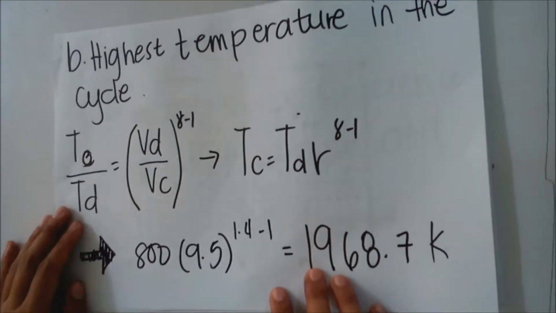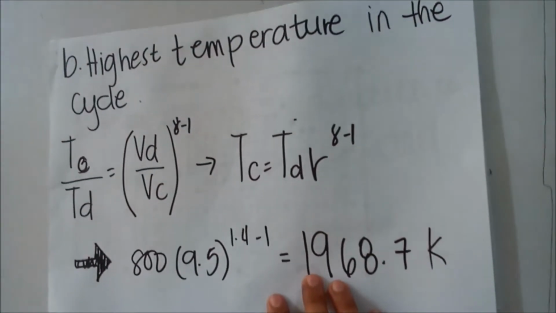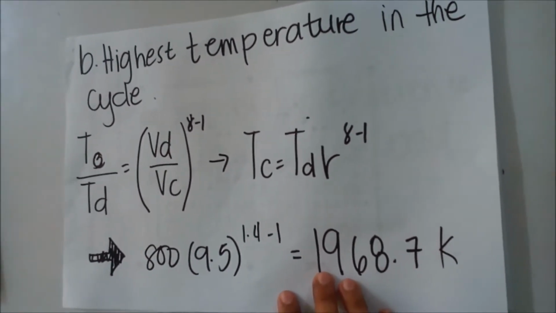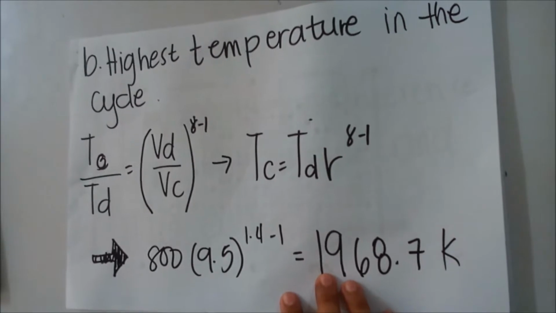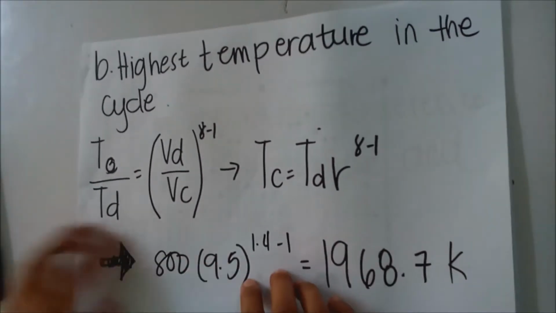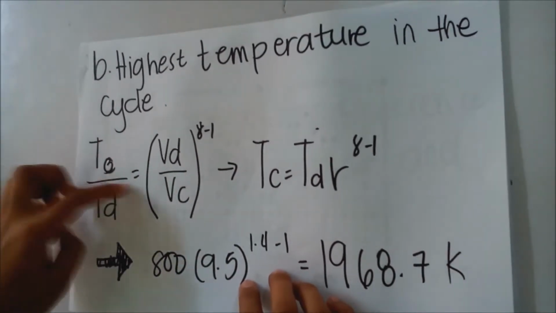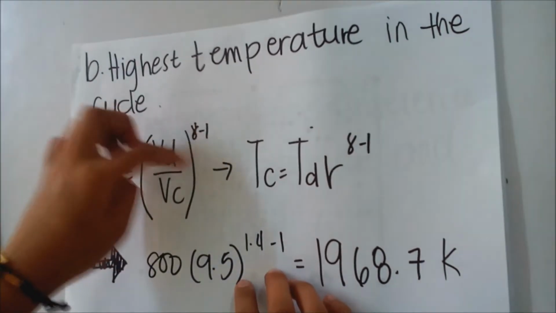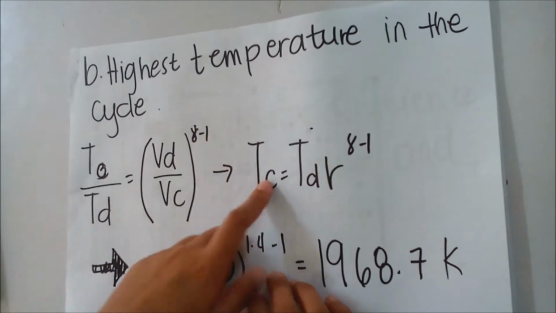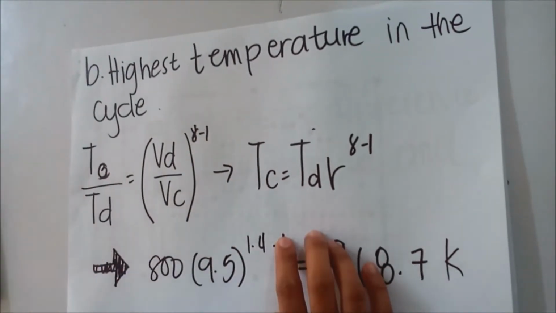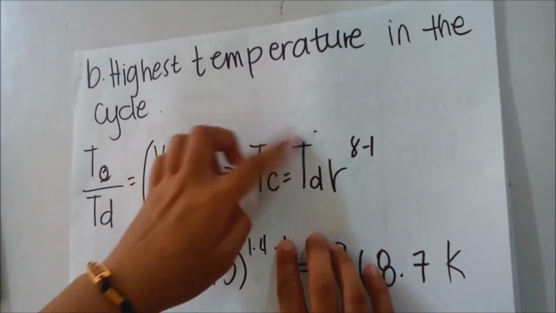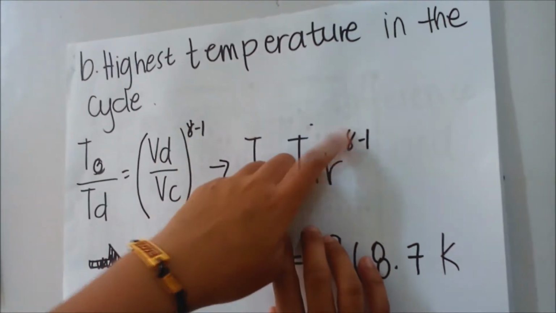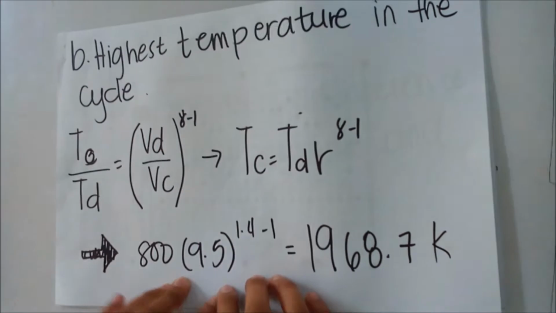Since we know that adiabatic expansion is at points C and D, we will use the temperature-volume relationship here. So we have TC over TD is equal to VD over VC to the power of sigma minus 1. We can represent this using the temperature-volume relationship. We have TC is equal to TD, the temperature at point D, times r to the power of sigma minus 1. So put the values together.